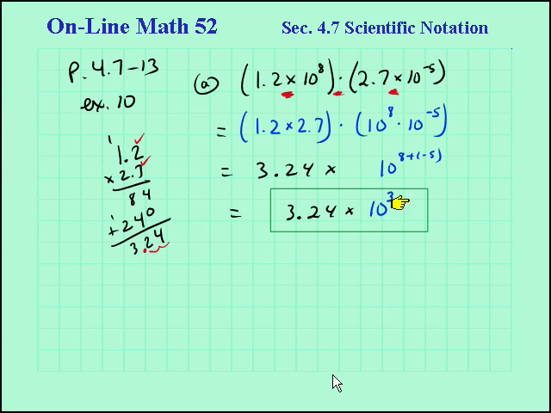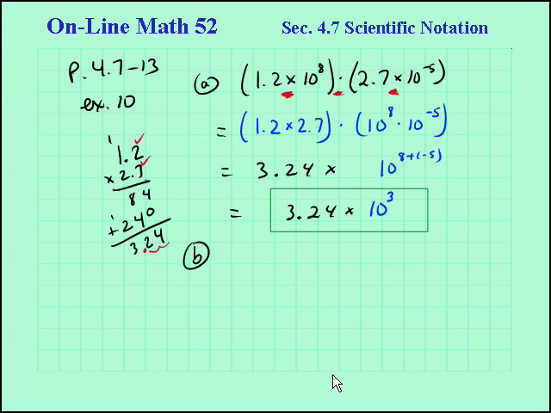We get this. Now, the last question might be, do we need to adjust the coefficient, or is the coefficient okay? Is it proper? And the answer is, yes, it's in proper form. So we're done with that one. Let's do part B.